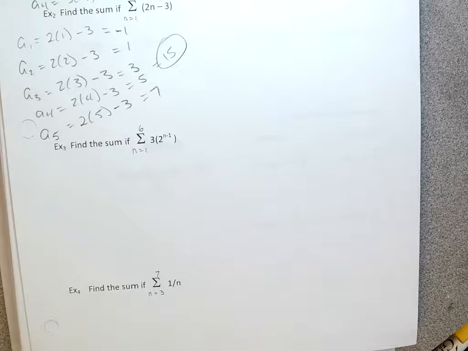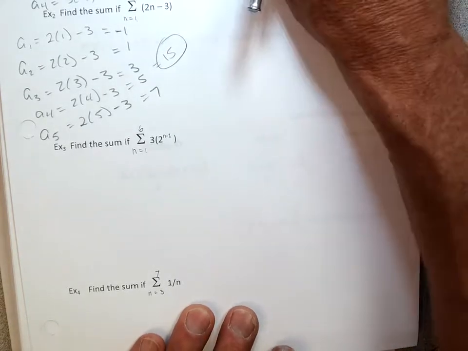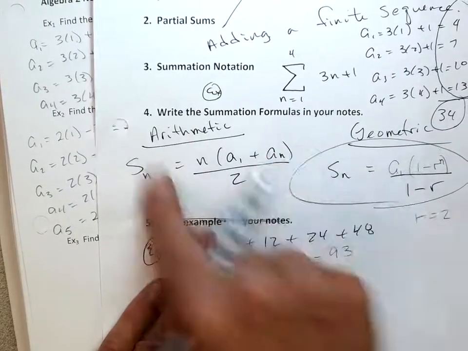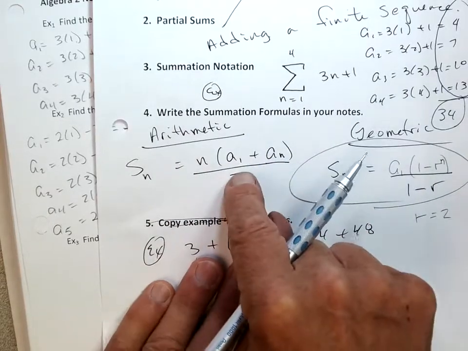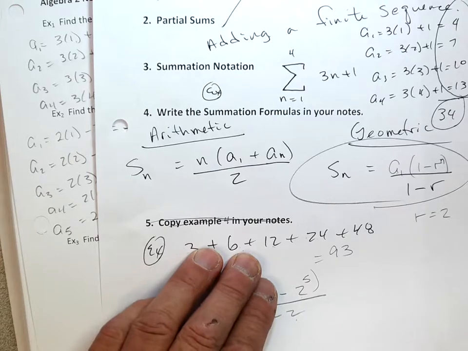And again, would a formula work? Sure, we could have done this with the formula, and I'm going to show the formula as well so you can see how it works, okay? So if I use a formula, I know it's arithmetic because I'm adding 2 each time, so I'm going to use my arithmetic formula. Now, you don't have to use a formula. We already have the answer, but I want to use a formula so you can see how it works, okay?